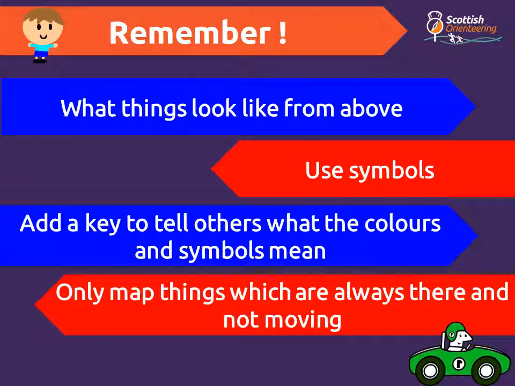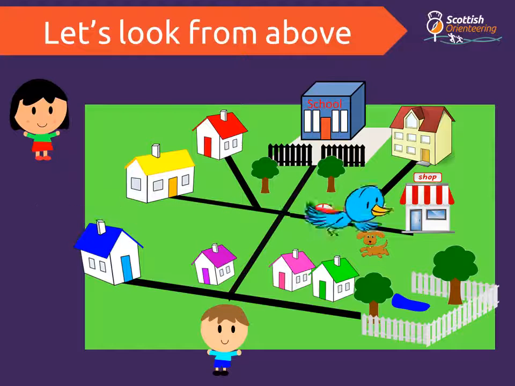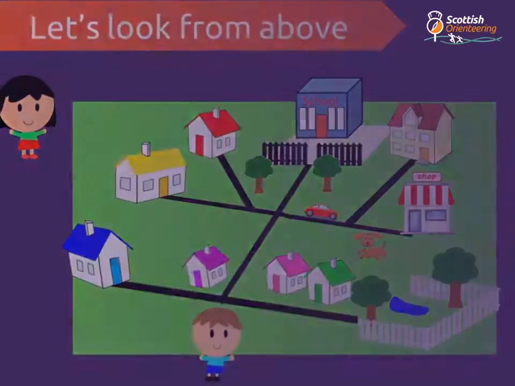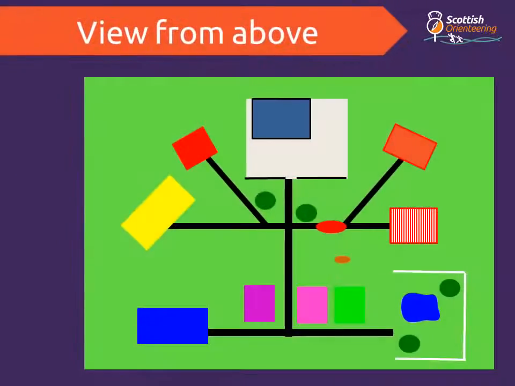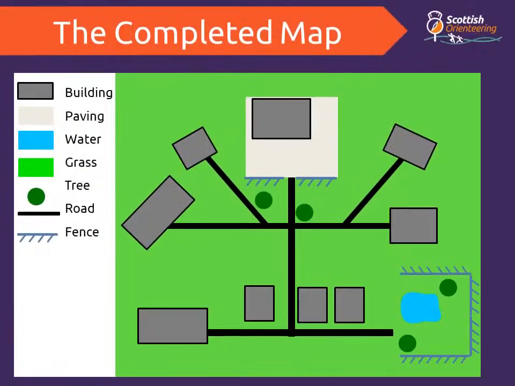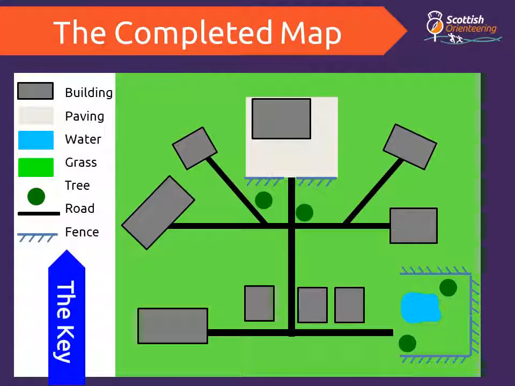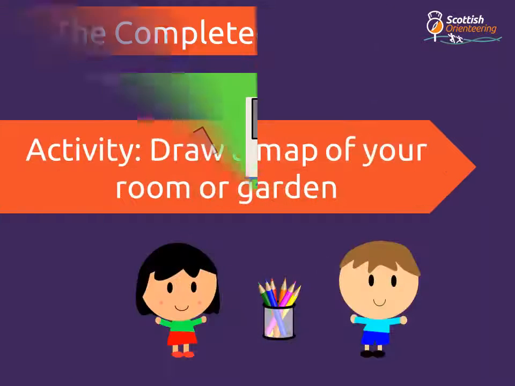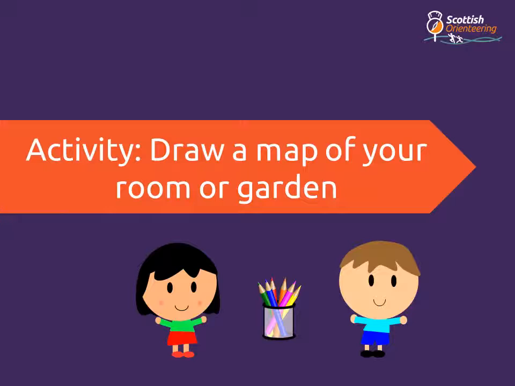So let's go back to our town and imagine we are flying over looking down. All the houses are rectangles and we can see the lines on the road. So we can now draw everything that we can see looking down from above. Then we can convert this into a map. Although the houses and shop and school may be different colours in real life, we can simply map them all as buildings. We've also included a key to show what all the colours and symbols mean. There should be no writing on your map other than the key.